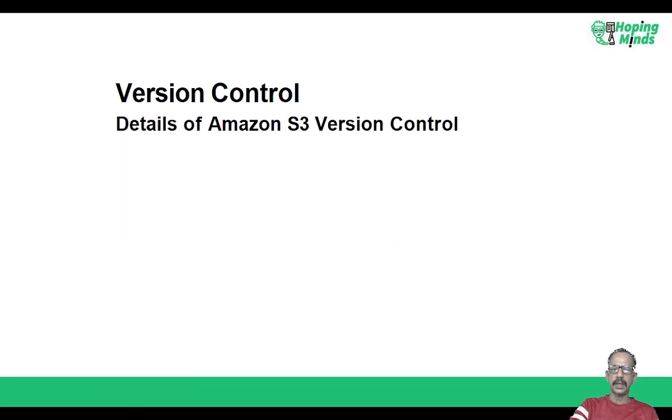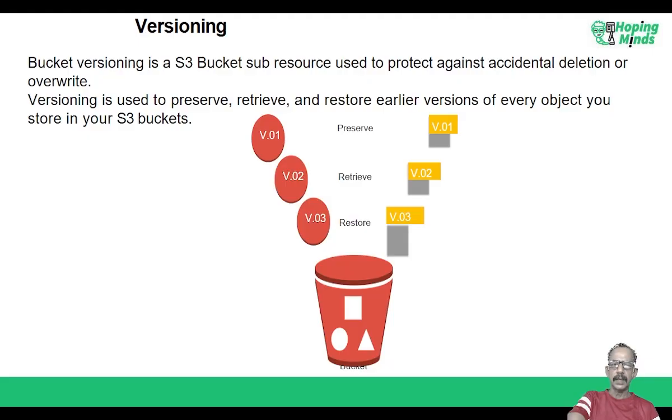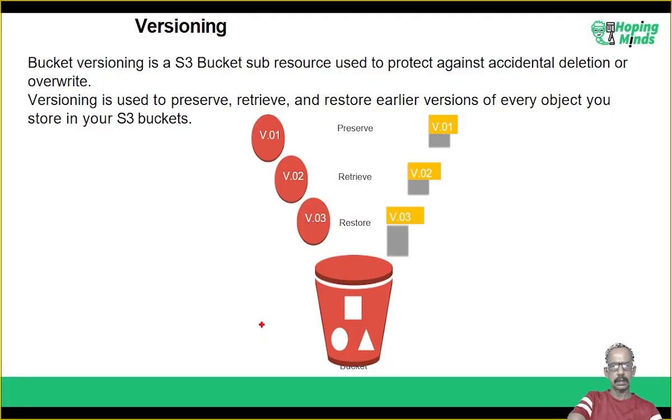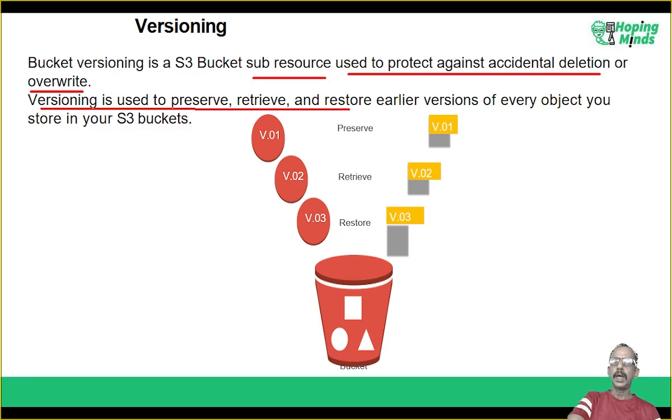The next topic that I want to explain here is version control. That is a feature, or you can say a sub-resource of the S3 bucket, used to protect against accidental deletion or overwrite of data. Versioning is used to preserve, retrieve, and restore earlier versions of every object that you store in the S3 bucket.